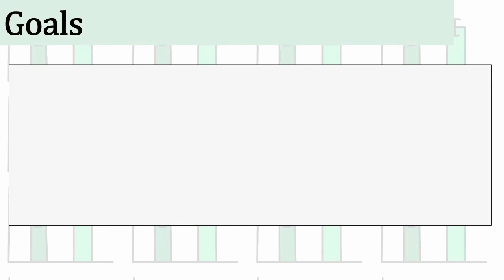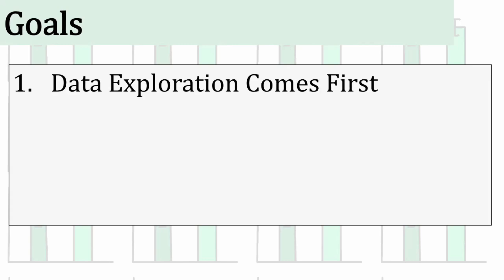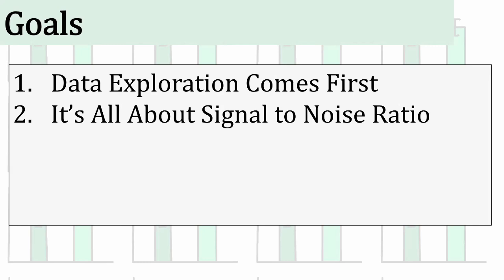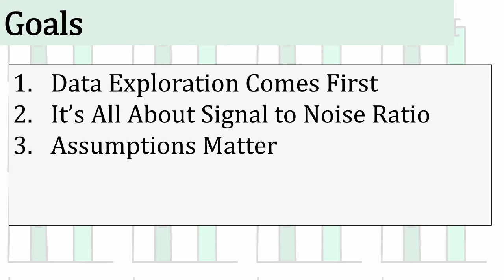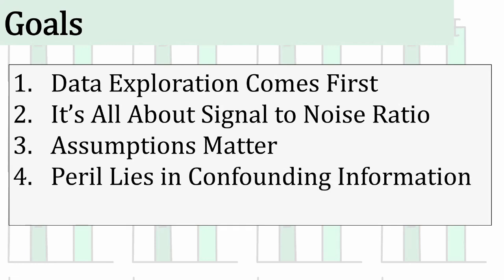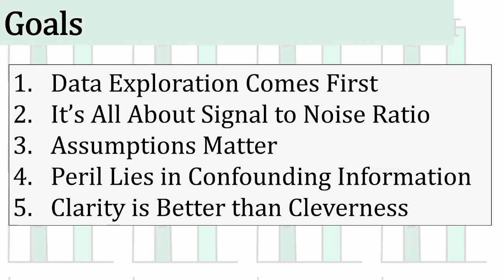So, the goals of this short video are to talk about five statistical thinking patterns that are summarized in common graphs. We're going to look at how data exploration should come first. Really, when it comes to statistics, it's all about a signal to noise ratio. Another of those statistical thinking lessons is that assumptions matter. Fourth is that there are perils in confounding information. And finally, that clarity is actually better than cleverness. So those are the statistical thinking goals. Let's get into the graphs.